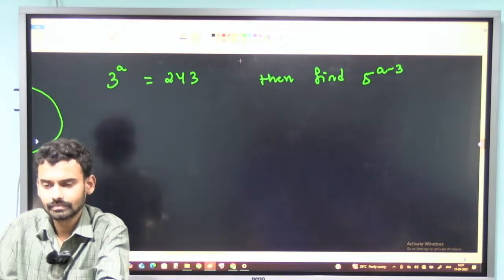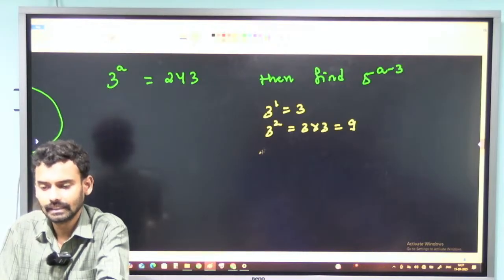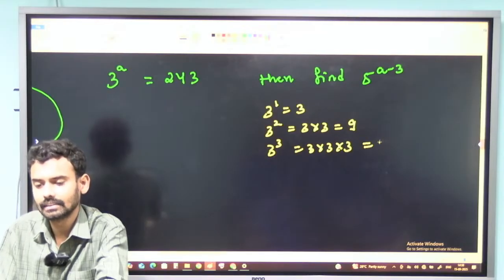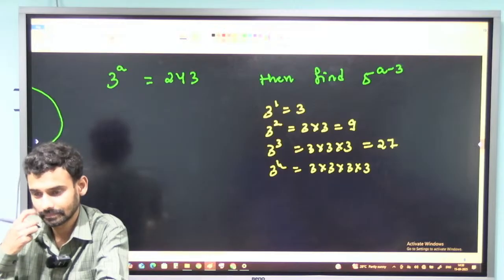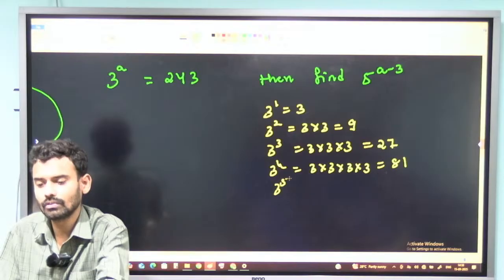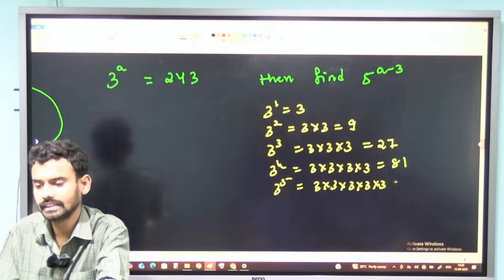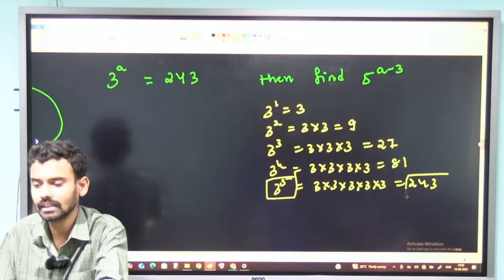If we observe, 3 to the power of 1 is 3, 3 to the power of 2 is 3 into 3, which is 9. Then 3 to the power of 3 is 3 into 3 into 3, which is 27. 3 to the power of 4 is 3 into 3 into 3 into 3, which is 81. Similarly, 3 to the power of 5 will be 3 into 3 into 3 into 3 into 3, 5 times, which is equal to 243. So now we understood that 3 to the power of 5 value is 243.